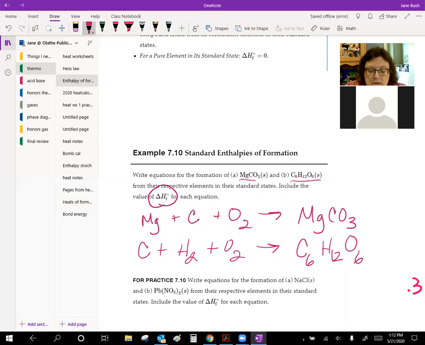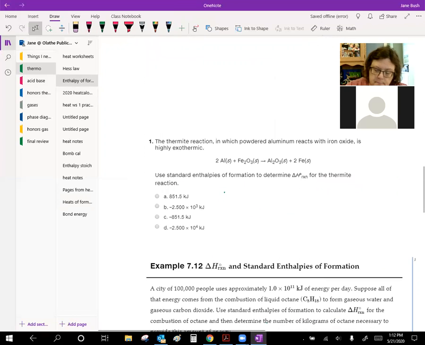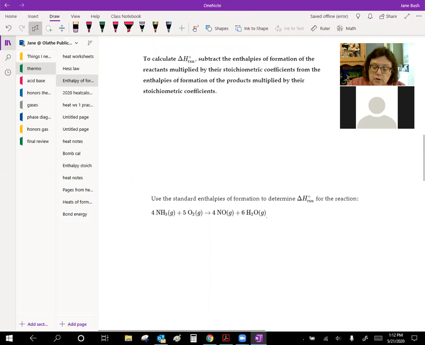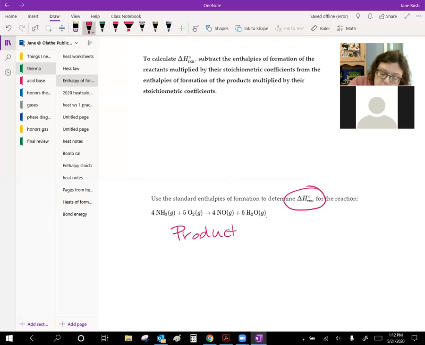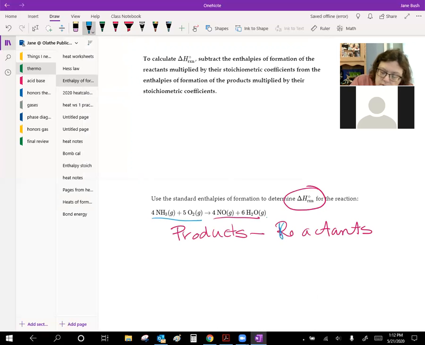Okay? So you'll have a question that'll be like, well, you'll use those enthalpies of formation. What would you use them for, you ask? Well, that is when you have to determine the enthalpy of a reaction. And when you determine enthalpy of a reaction, you do products minus reactants. Okay, and here are our products. I'm going to change color for my reactants. I should have written this in blue.